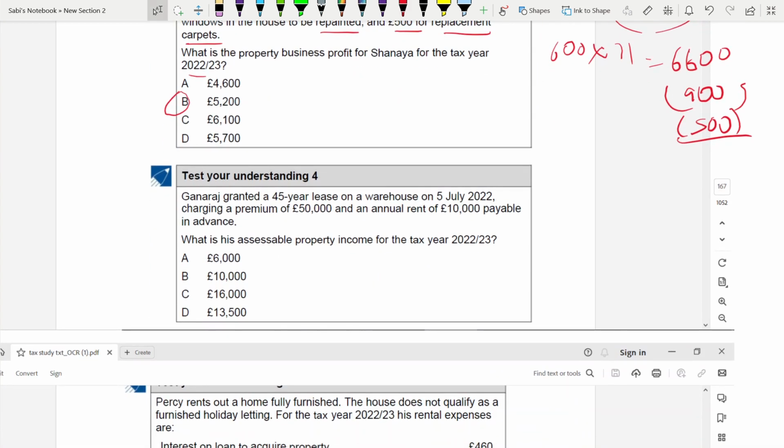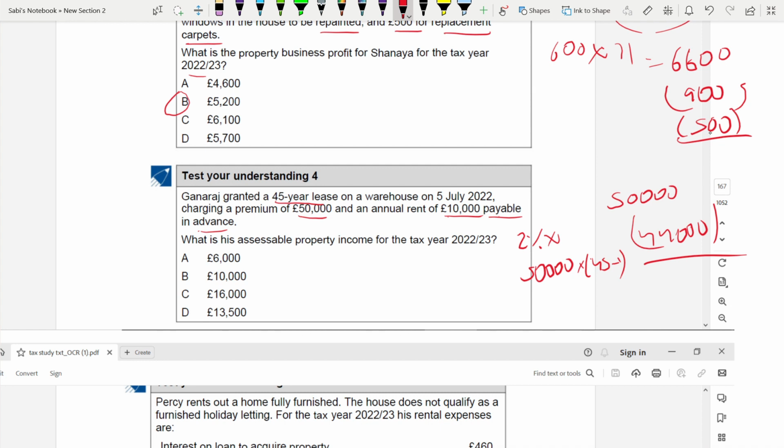Test your understanding 4. It's about lease. Okay. 45 year lease. Premium is 50,000, annual rent is 10,000, payable in advance. Okay, now, what do you do? So, premium is 50,000. Deduct the premium element. Okay, 2% into 50,000 into n minus 1. N is 45. Minus 1, which is 44, giving 44,000. So when you deduct 44,000 from 50,000, it is 6,000. And then you have to add anything. You have also received a rent of 10,000. You have to add this 10,000 from that lease to the 6,000, which becomes 16,000. So your property income is 16,000. Rent plus lease.